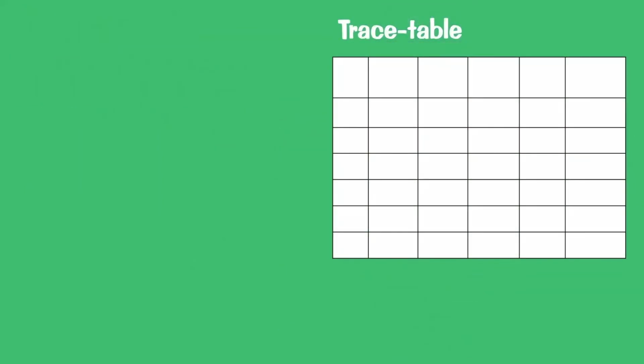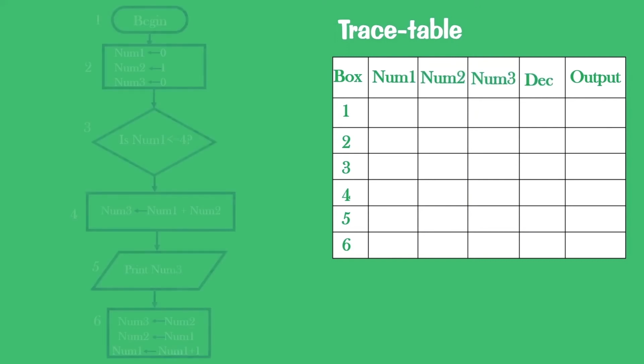Our trace table will have 6 columns. Box, which represents steps. Output is the last column at the end, and in between we have 3 columns representing our variables, which are num1, num2, num3, and lastly a decision column.